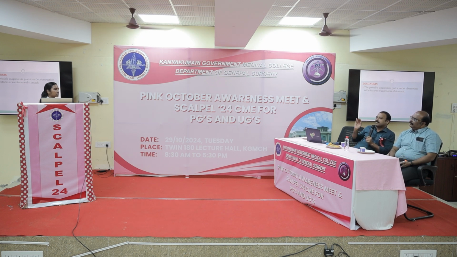In subtotal gastrectomy, 85 to 90% of the stomach is removed. Only the upper part close to the cardia, we leave a little bit. In total gastrectomy, we remove everything. Reconstruction of anastomosis is done in 2 ways: Roux-en-Y and loop gastrojejunostomy. Am I right? Yes, sir.